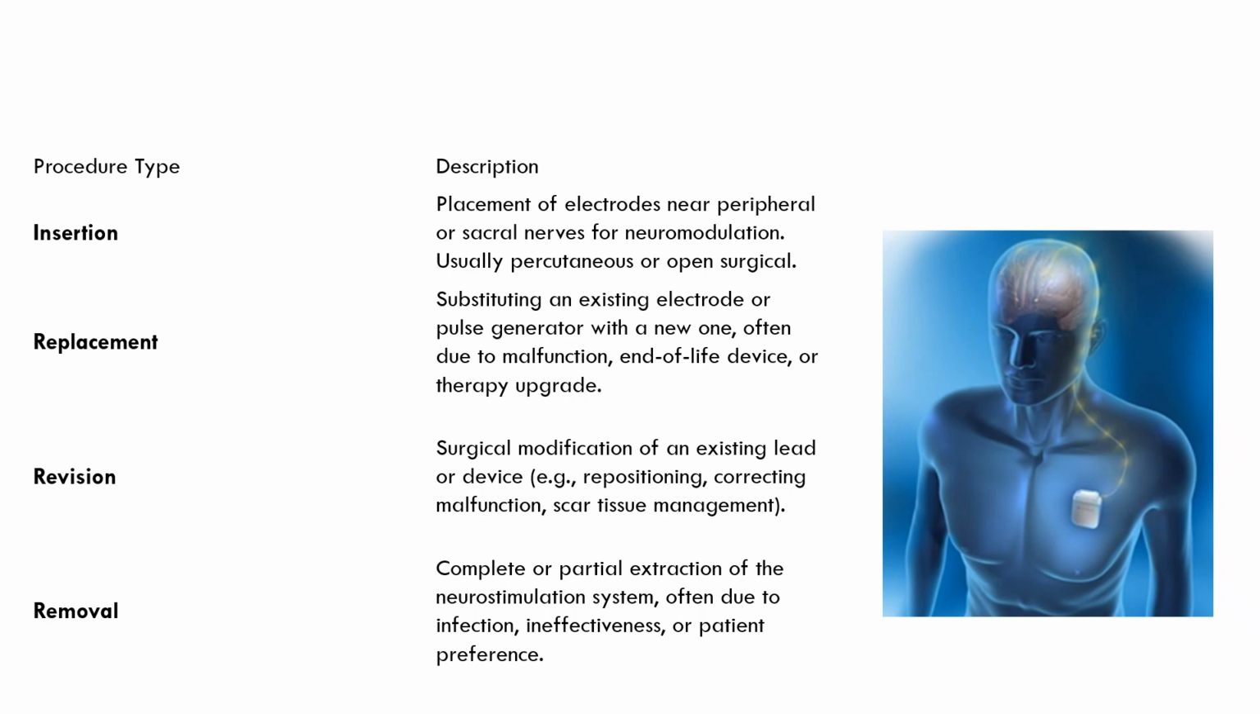Now, if you see, the CPT code language talks about the insertion, replacement, revision, and the removal. So what are you doing with the neurostimulator? Are you inserting them? Are you replacing them? And this is how the neurostimulator system looks. Okay, so pay attention that this is the pulse generator and this is the electrode. If you remember, we have already seen this in the cardiac, where we talked about the electrode and the pulse generator. Pulse generator is nothing but the battery, and then the electrode.